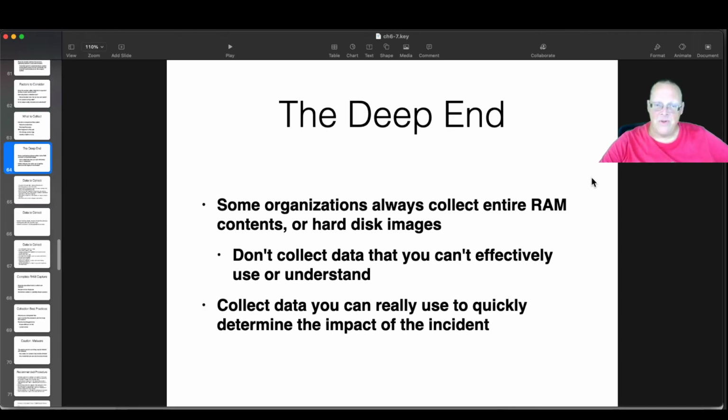Some people try to collect everything, all the RAM and all the hard drive from every machine, but of course that will take a ton of time and just produce a mountain of data that you don't have enough time to examine. This is highly inefficient. You would not want to do this. You want to avoid this as much as possible, unless you are somehow unable to do anything else. That is doing everything really the hard way.